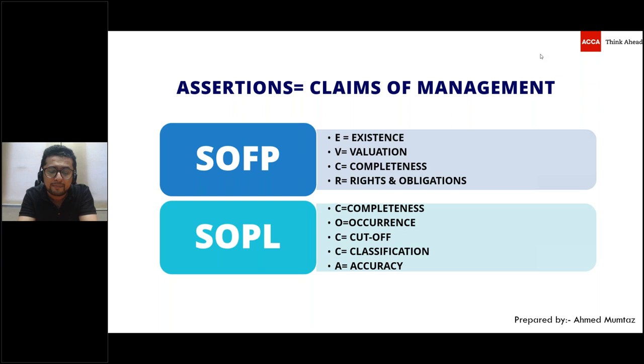Classification, definitely it is part of the profit or loss account assertion. You need to make sure you are classifying the expenses in the correct families. Last, but surely not the least, what if I've recognized the revenue from a particular customer?